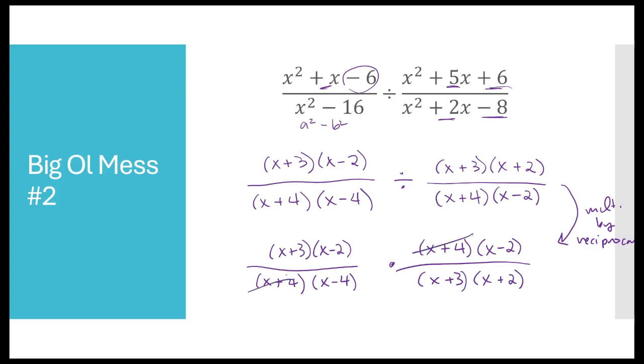So x plus 4s are gone. x plus 3s are gone. And that's all I can cancel. I've got x minus 2 squared on the top because there's 2 of them. I'm going to leave this factored to x minus 4 times x plus 2. But depending on what your teacher's looking for, you could always FOIL that back out.